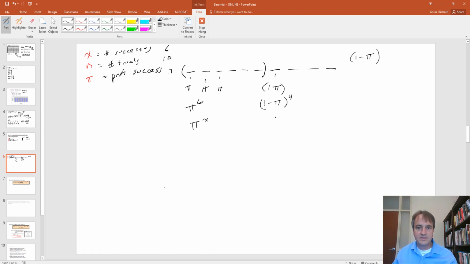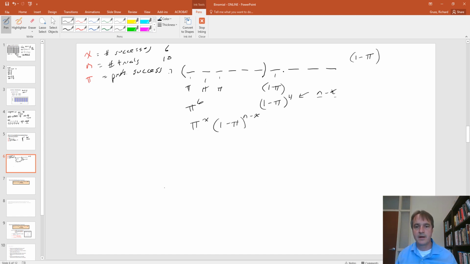Okay, and so to generalize this part then, we had 1 minus pi to the 4th, and 4 came from the number of failures, right? So if we had 6 successes and we had 10 trials, then the number of failures is going to be n minus x. So total number of trials minus the number of successes is the failures, obviously. Okay, so we got pi to the x times 1 minus pi to the n minus x. Okay, so this is a good start.